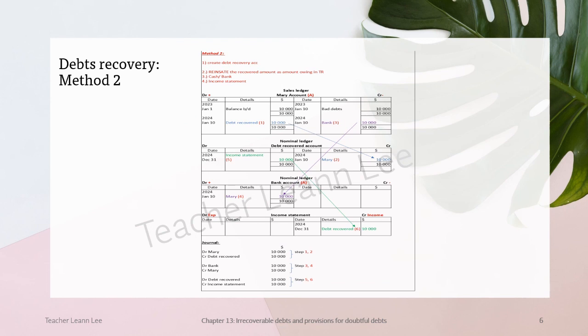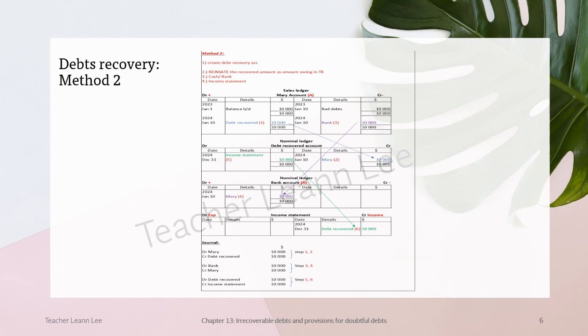Under method 2, we reinstate the recovered amount as the amount owing in my trade receivable. Number 3, first still create the debt recovery account because you need it for double entry purposes. The second step is to reinstate the amount that I already declared as a bad debt last year. So now I add it back into the debit side as money still owing in Mary's account, and then credit my Mary account 10,000, stating in detail that I received a check as a bank.